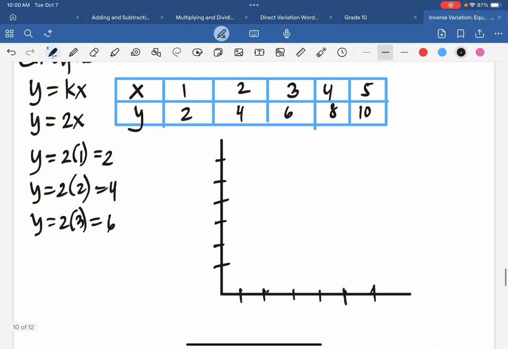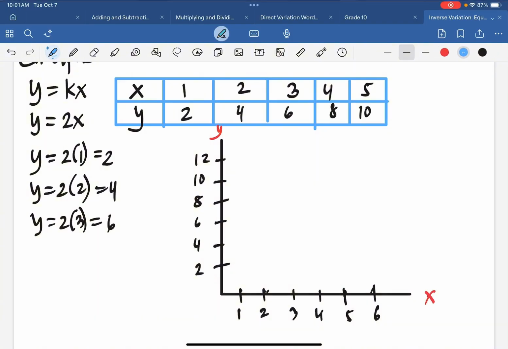Okay, so we have here for the x: 1, 2, 3, 4, 5. And for the y, I'm just going to have this in the interval of 2: 2, 4, 6, 8, 10, 12. Okay, so first let's have 1 and 2 as our first pair.